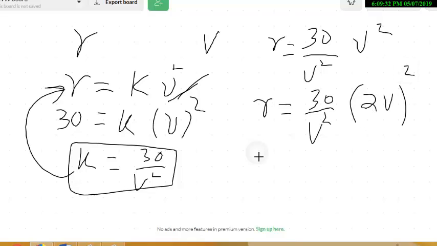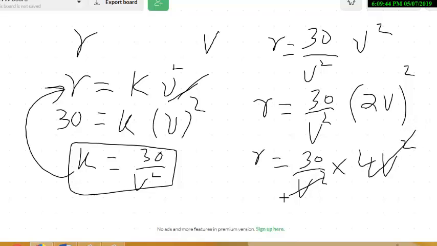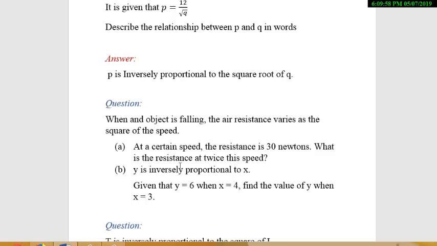Then resistance R is equal to 30 over V square, times 2 square is 4, V square. Now I will cancel it. And 30 times 4 is 120, so the resistance is 120. So this is how we can solve this question.